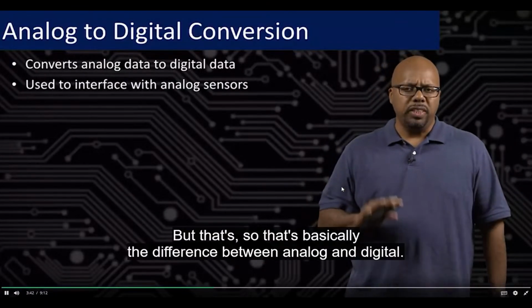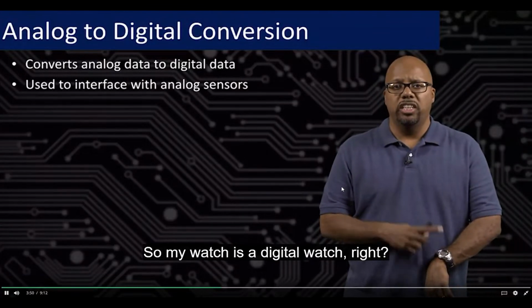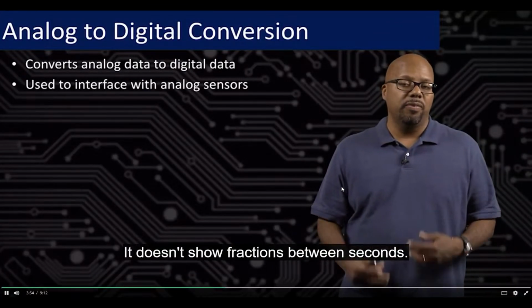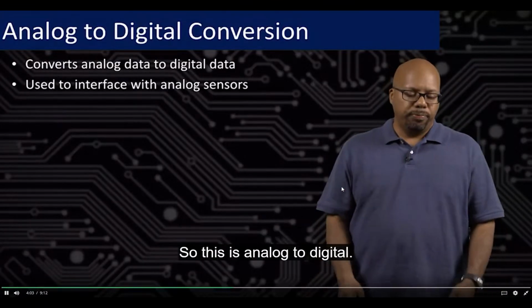And digital is a version of that. So that's basically the difference between analog and digital. You get the same definition in terms of watches, right? My watch is a digital watch. It shows digital numbers, 1 second, 2 seconds. It doesn't show fractions between seconds. But if you look at an analog clock, where that second hand is, it can point at any fractional number between seconds. So this is analog to digital.